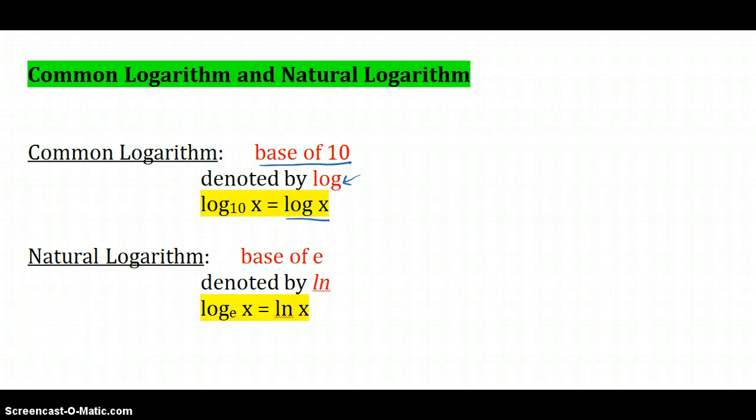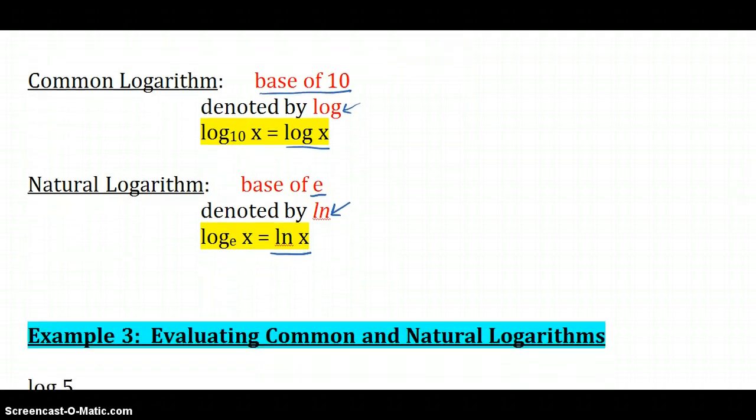Then there's something called a natural log. And a natural log has a base of e. And we denote a natural log with ln. So if you have a log base of e, you can rewrite that as ln of x. Natural log is ln of x.